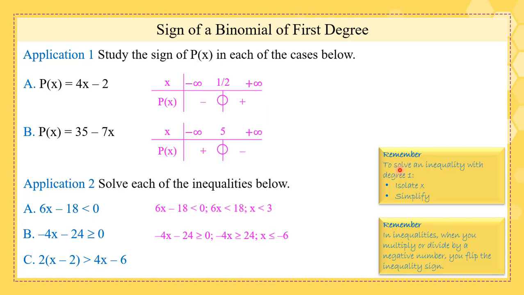Now, in this case, it's also an inequality of degree 1. And always remember that in case of inequalities of degree 1, we isolate x, then we simplify.